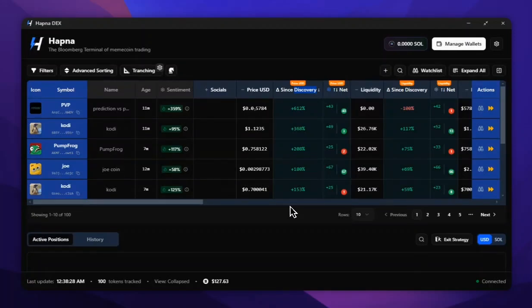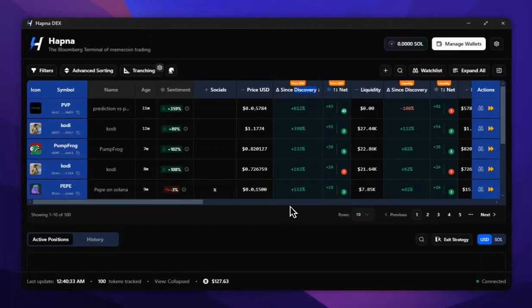Today we're going to be demonstrating a very powerful trading tool, Hapna. It's a software that is comparable to Bloomberg Terminal. Think of it as a very advanced trading system. It contains lots of features to help you zero in on the most profitable trades possible.